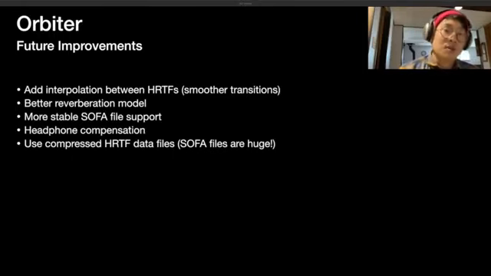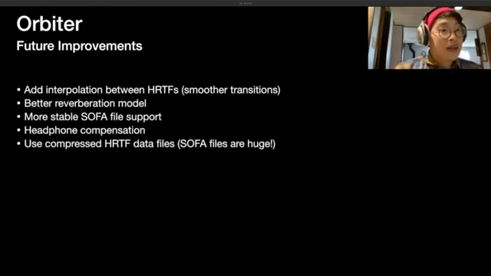The next one is headphone compensation. The headphones will add some spectral coloring to the binaural mix. So it would be nice to kind of remove that spectral coloration. I'm not sure if this makes a huge difference. Again, if somebody out there knows, please let me know. I'd love to find out.